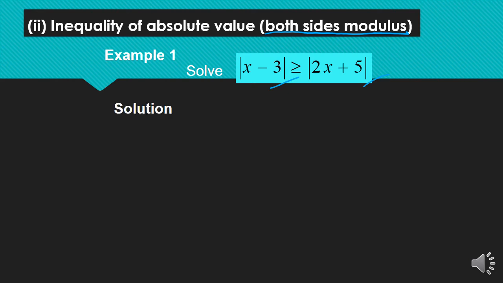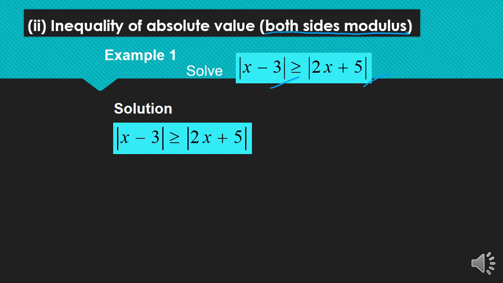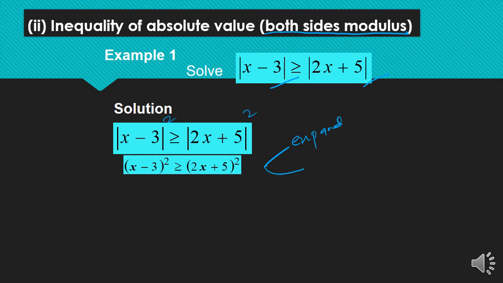So we can either apply the basic definition, but for this one we can directly use the squaring both sides. Why? Because we have the modulus on both sides. So if we square both sides, we can just directly expand. So that is the first method. You can either expand as usual and then we get the quadratic and then we solve the quadratic. But another method is to apply the formula of a squared minus b squared.